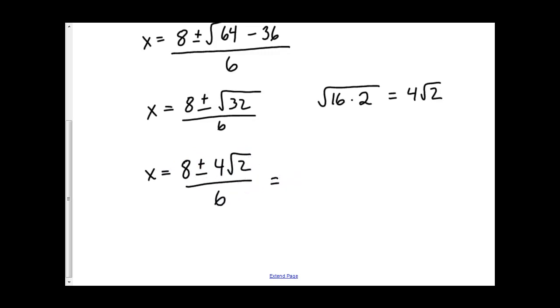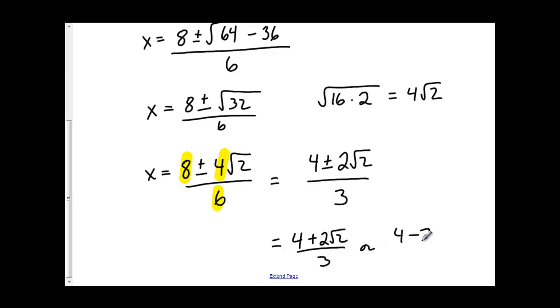And then my final step is just simplifying all of my numbers in front. You can't simplify anything in the radical, but you can simplify all the whole numbers. As long as I can divide something by all of these, I can simplify it. And since I can divide by 2, I'm going to go 4 plus or minus 2 root 2 all over 3, and that's going to be my final answer. That's the exact value. I could be more specific and say it's 4 plus 2 root 2 over 3, or 4 minus 2 root 2 over 3, but that's not necessary as it's implied by the plus or minus.